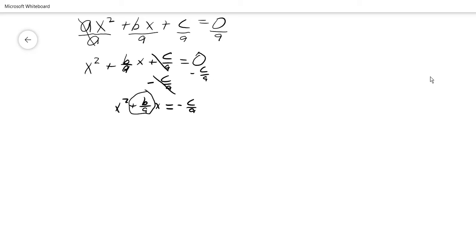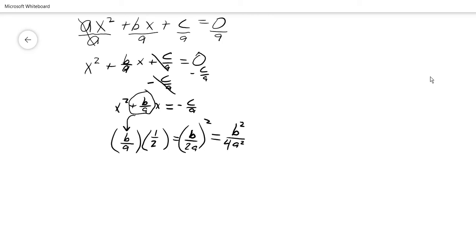Now it's time for the crazy step. Add to each side the square of 1/2 the coefficient of x. The coefficient of x, the number in front of x, is b over a. You need to find 1/2 of that. Well, no problem. Multiply by 1/2. Gives us b over 2a. Now we need the square of this. Now keep in mind that square affects everything inside those parentheses. So this is b squared over 4 a squared. Notice everything in there was squared.